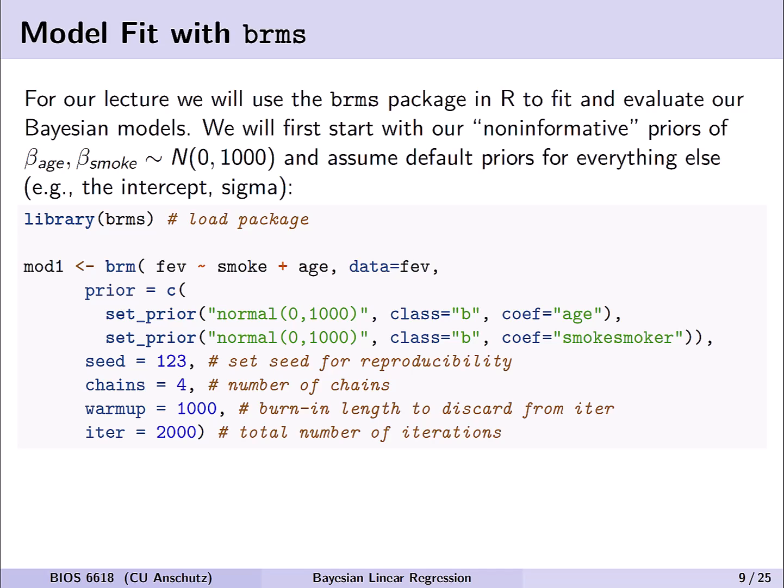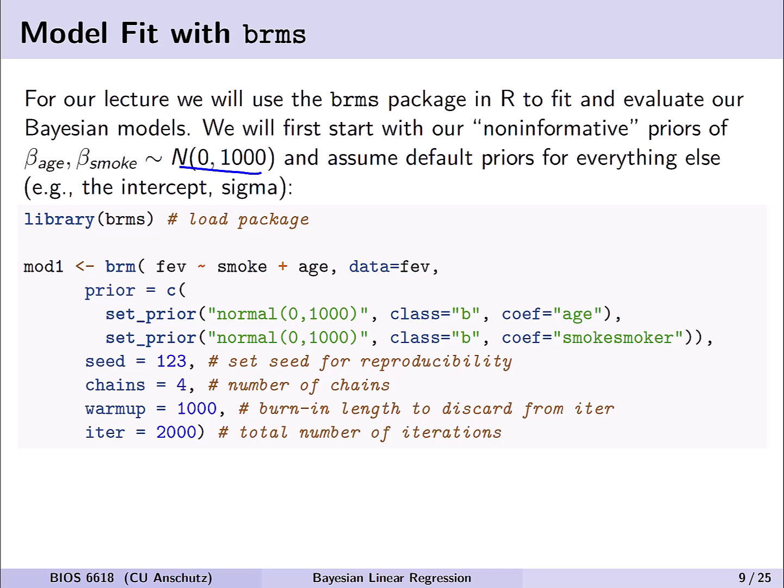As mentioned, we're going to be using the brms package to fit and evaluate our Bayesian models. We'll first start with our quote-unquote non-informative priors, which again, just as a reminder, have that normal distribution with mean 0, standard deviation of 1,000. We'll then assume default priors from the package for everything else, such as for the intercept or sigma, or mean square error from the model.